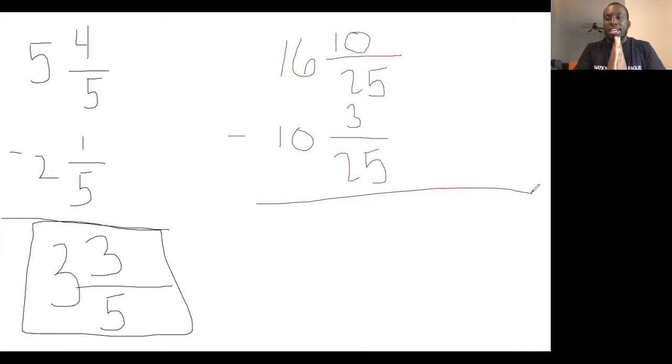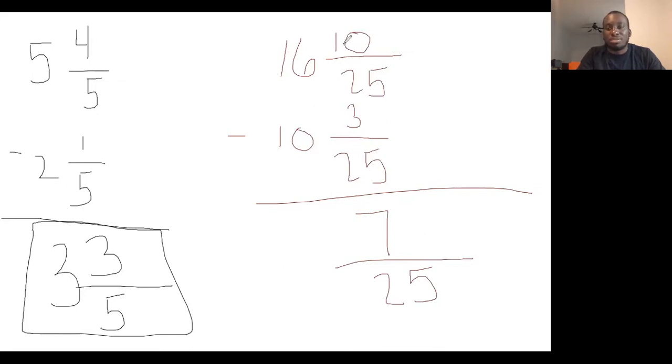I wrote them in stacked form, so my step one is done. I'm going to go to step two, which is to look at my fraction to see if I need to regroup. I do not need to regroup because I can take three away from 10. That would leave me seven. So I'm going to skip right on down to subtracting my fractions. 10 minus three equals seven. My denominator remained the same, which is 25.